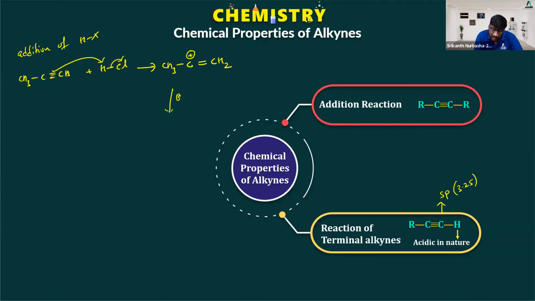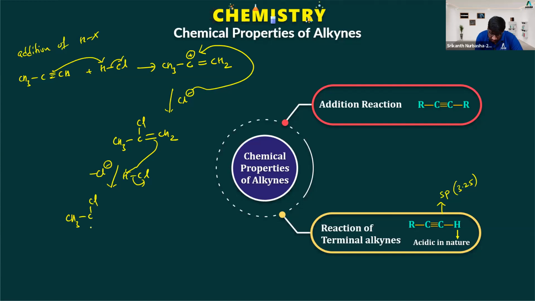Now the chloride ion will attack, right? We have taken HCl, so the chloride ion in the reaction mixture, Cl minus, will attack this particular carbon, generating CH3, CCl, double bond CH2. Now with the other molecule of HCl, again the pi electron density attacks the proton, with loss of chloride ion, generating CH3, CCl, positive charge, CH3. This is finally attacked by one more chloride ion, which attacks this particular carbon, generating CH3, CCl2, CH3.